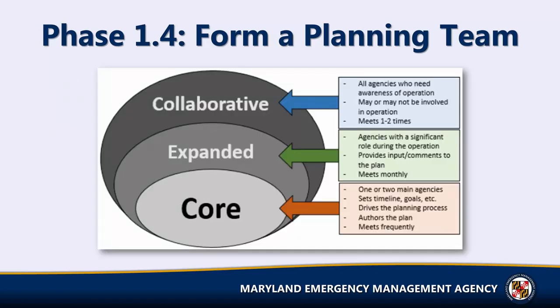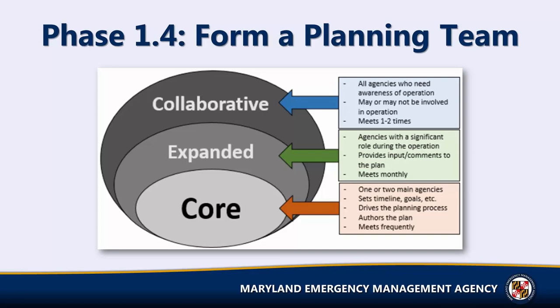This slide further illustrates how the three planning teams work in concert during the planning process. The core planning team consists of the lead agency, which is typically emergency management, and usually the lead subject matter expert agency. The core planning team will meet frequently throughout the process. This might include daily communication and biweekly meetings. For example, for a cyber disruption planning effort, the Department of IT and Emergency Management will be part of this group.